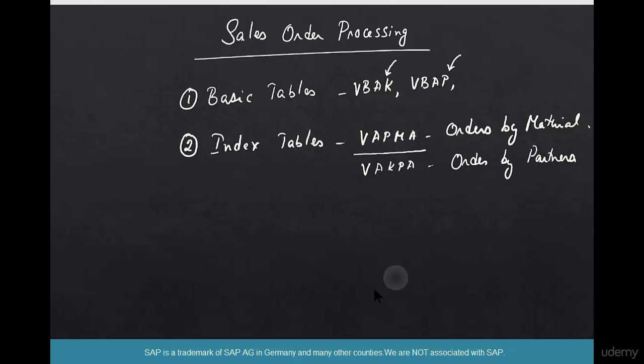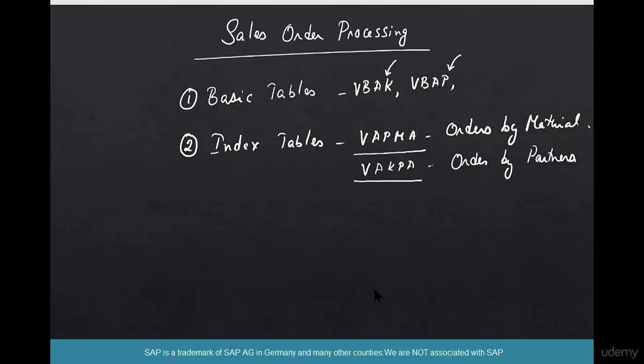So SAP knows that pulling orders by partners or materials is an expensive operation, number one. And number two, these are required operations. They are required because they know that these reports have been pulled since the ERP system has started. So they have delivered all of them by default, and whenever an order is created, these entries are made.